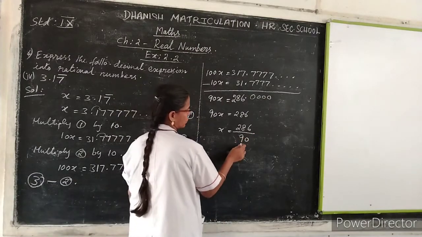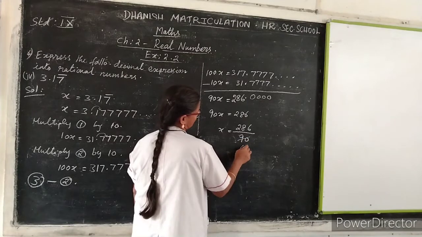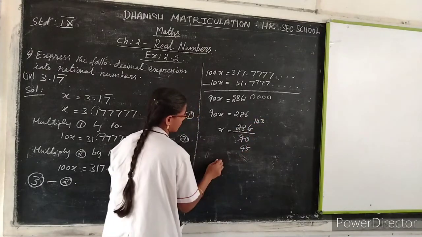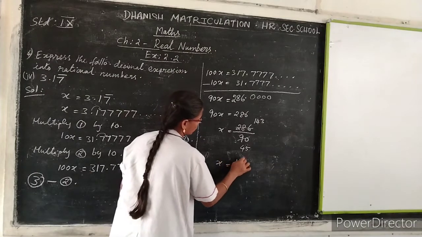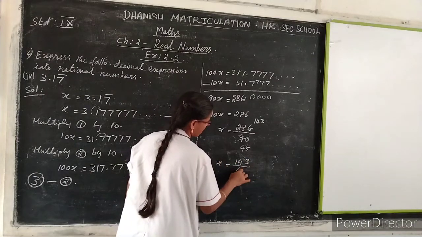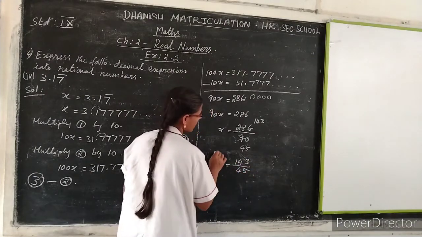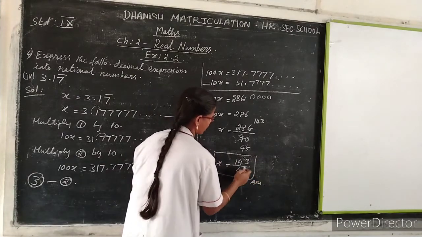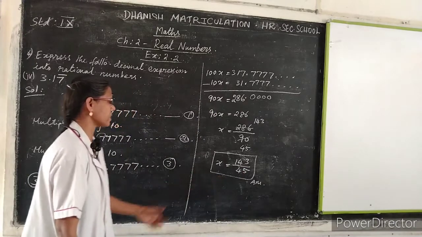So the 2 table is going 45 times, and here 143. So x is equal to 143 divided by 45. This is fractional form, that is a rational number. This is the required answer.